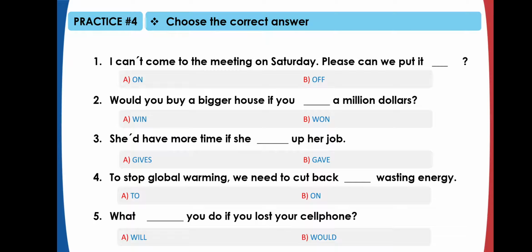Excellent, guys. So now, here in practice number 4 it says choose the correct answer. Okay? And as you can see, you have 5 questions with 2 options each one. Number 1 says, I can't come to the meeting on Saturday. Please, can we put it off? Okay? Number 2. Would you buy a bigger house if you won $1 million?